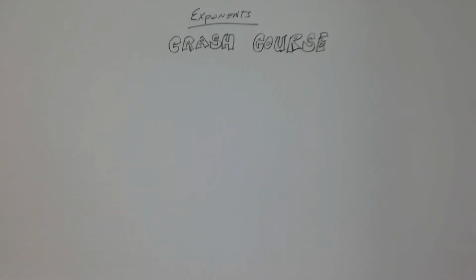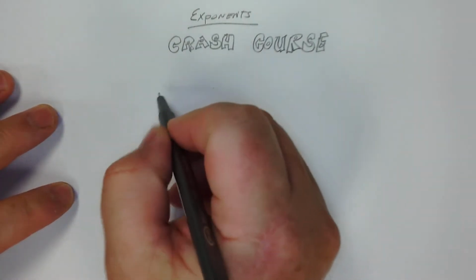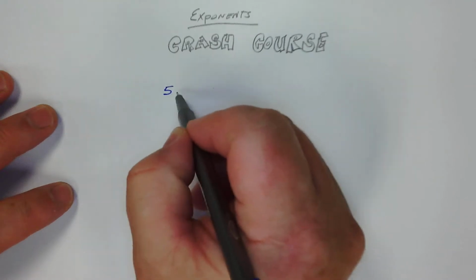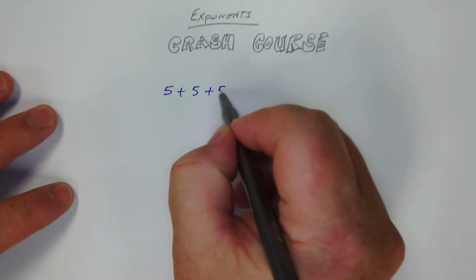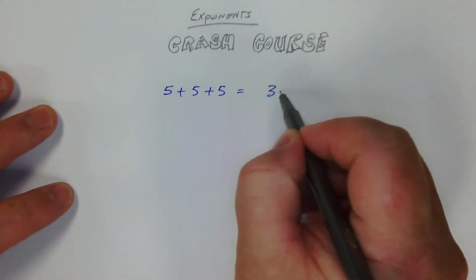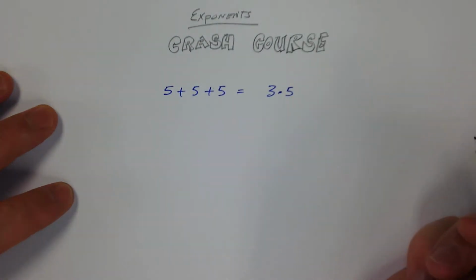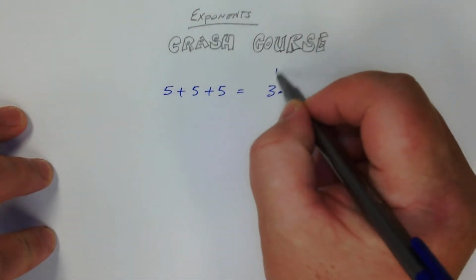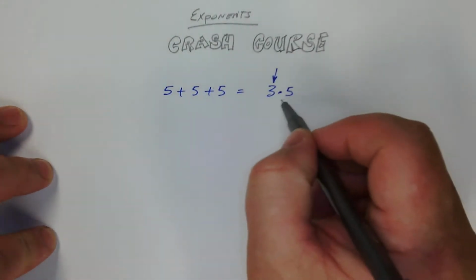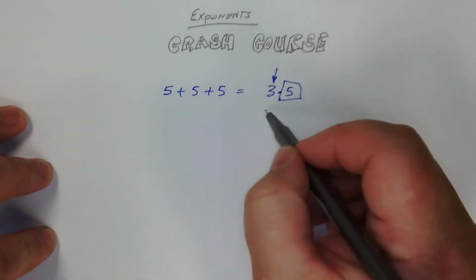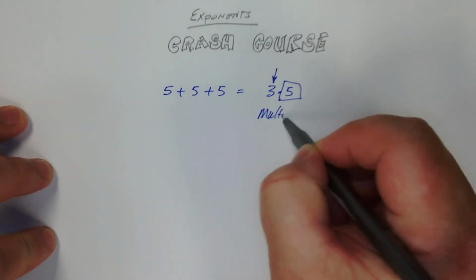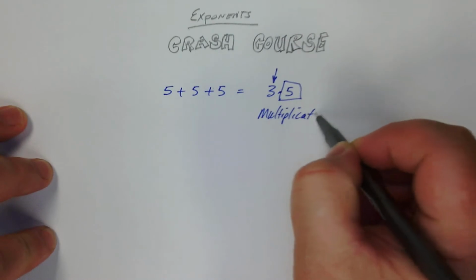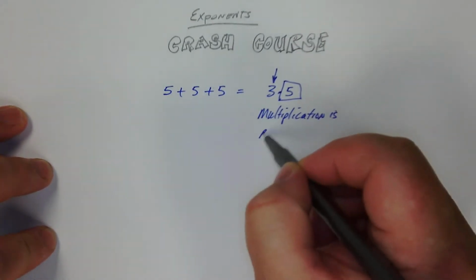You ready? All right, so first thing, this might seem kind of strange, but let's talk about addition. Look, let's do 5 plus 5 plus 5. Isn't that the same as 3 times 5? This number right here describes how many of these there are with repeated addition. So this is multiplication is repeated addition.